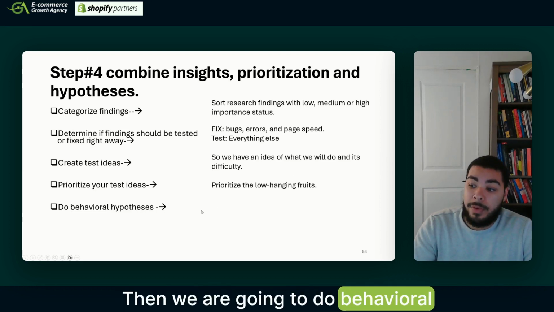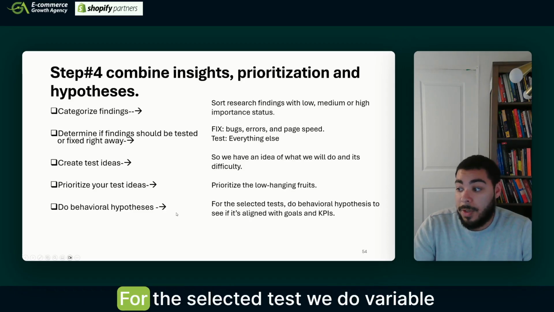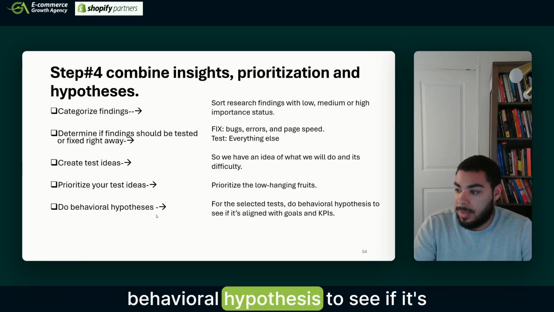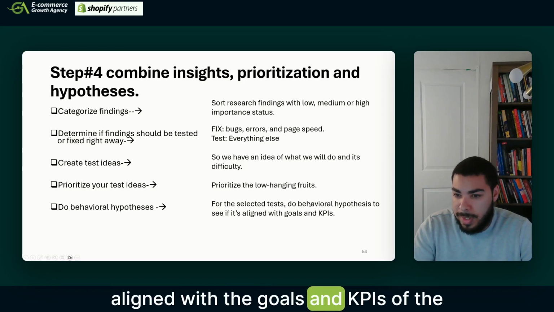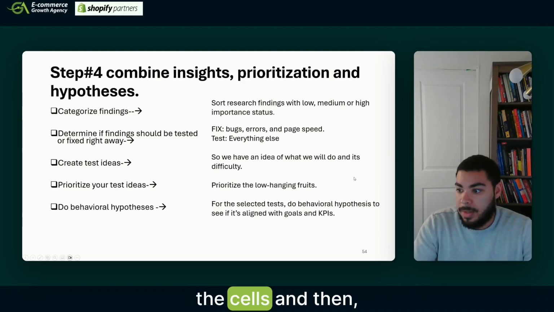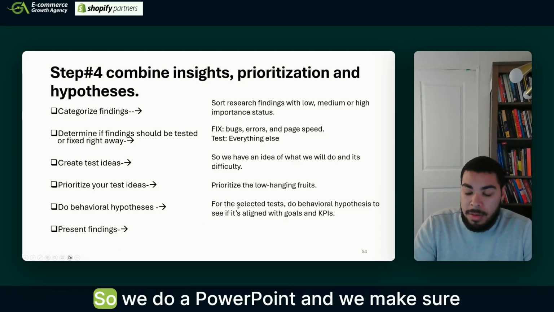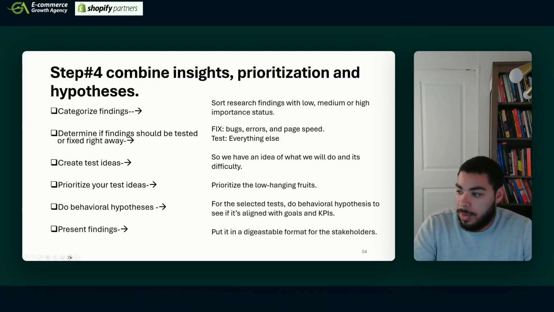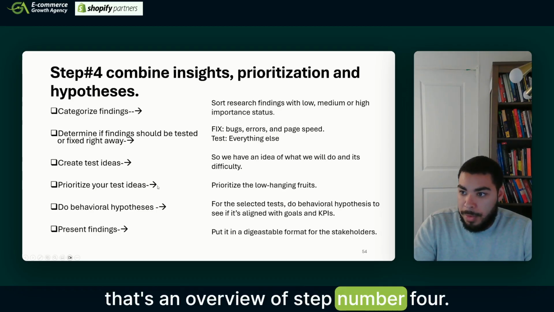Then we do behavioral hypotheses for the selected tests. We do behavioral hypotheses to see if they're aligned with the goals and KPIs of the business, which in our case is to increase sales. And then we present the findings. So we do a PowerPoint and make sure it's really clear and easy for the stakeholder, which in my case is me. So yeah, that's an overview of step number 4.